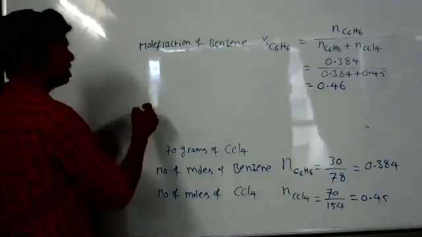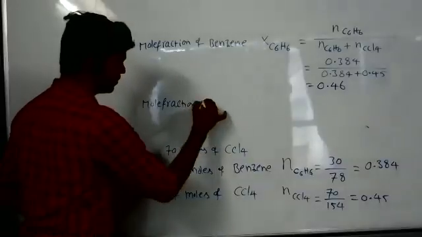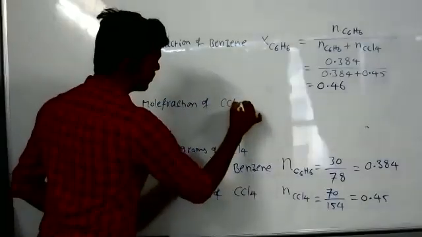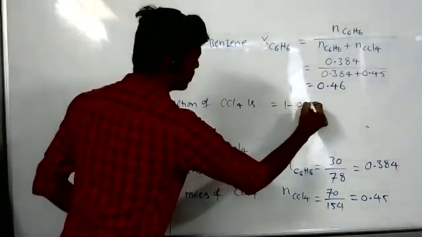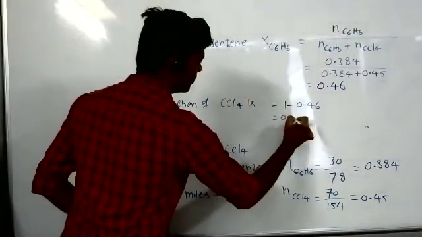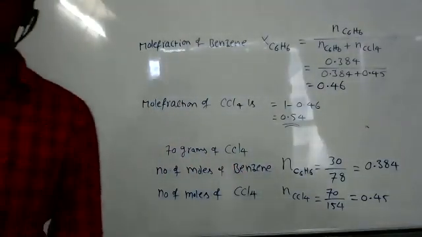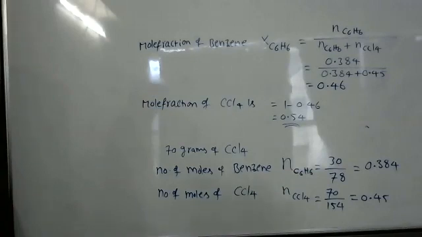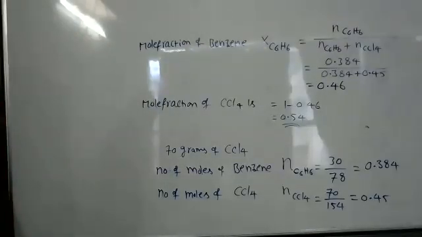So next, mole fraction of CCl4 is 1 minus 0.46, so 0.54. Sir, they only ask mole fraction of benzene. Yes, in examination mostly they ask only mole fraction of one component. But it is useful to calculate, sometimes these mole fractions are related to other properties.